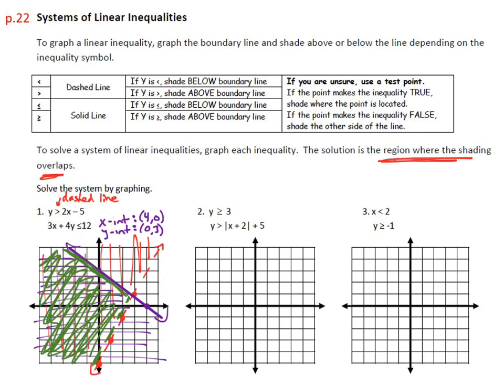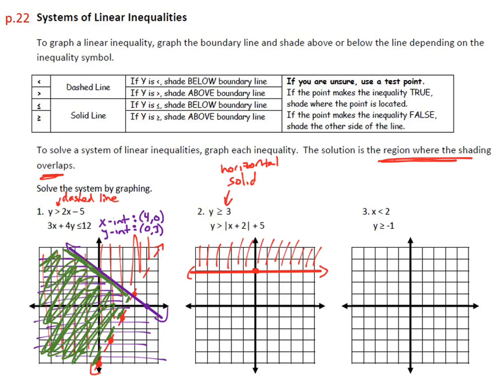But let's start with our y is greater than or equal to 3. So we know this one is going to have a nice solid line that's going to be horizontal because we have y is greater than or equal to just our number 3. So we have a horizontal line passing through 3 on the y-axis. Draw that solid boundary line. And y is greater than, so we're going to shade above. So everything above that horizontal line.